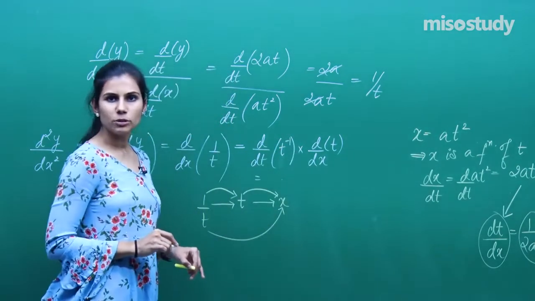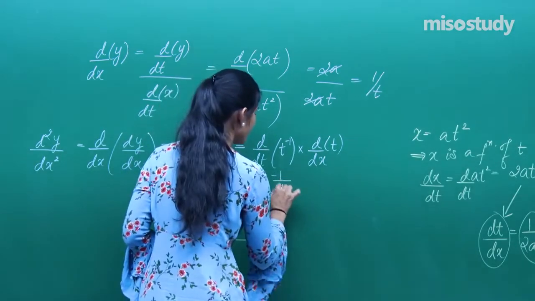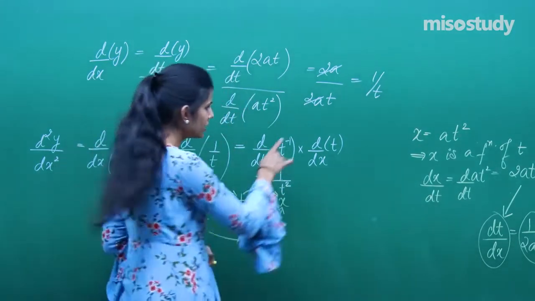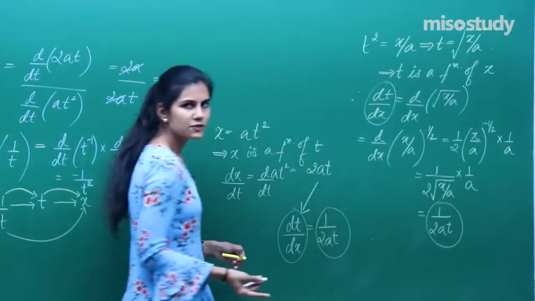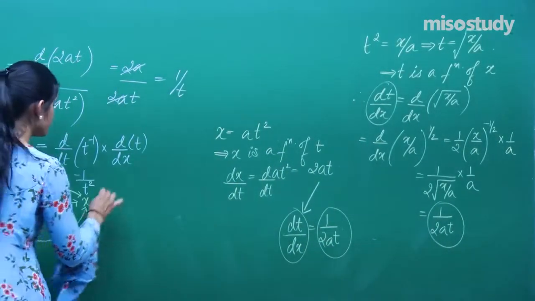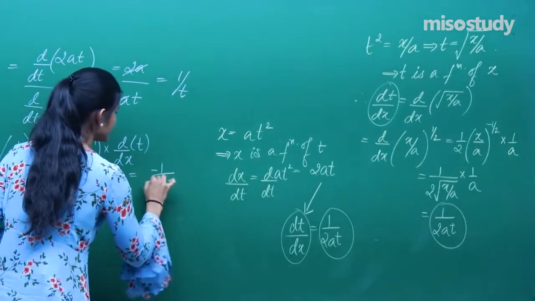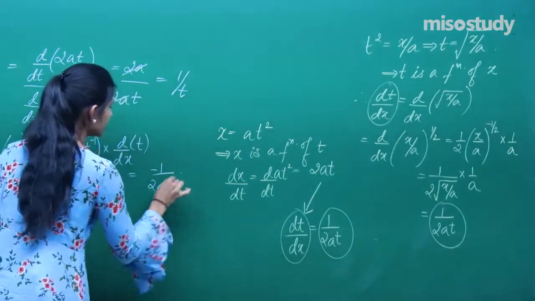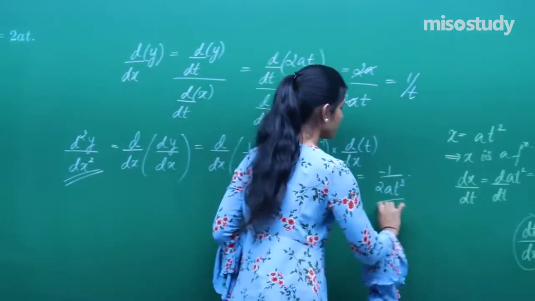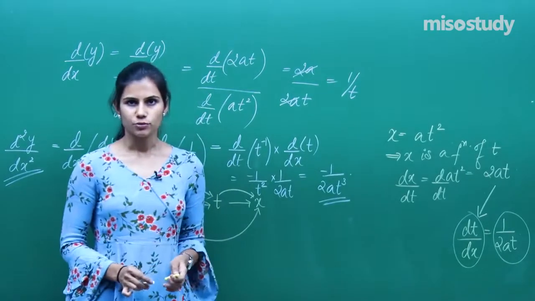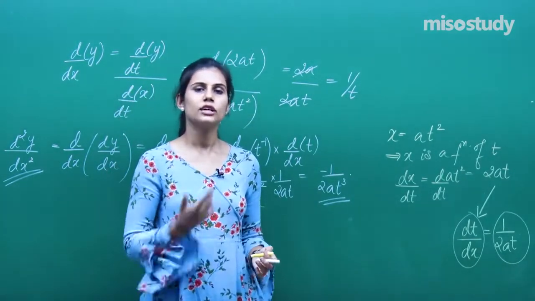d by dt of t to the power minus 1 is minus 1 t to the power minus 2, which is minus 1 by t square. And what is d by dx of t? d by dx of t, in this form or in any form if you calculate it, is 1 by 2at. So your answer is minus 1 by 2at cube. This is the very value of d2y by dx square. It is minus 1 by 2at cube.